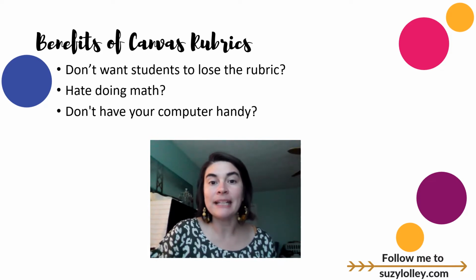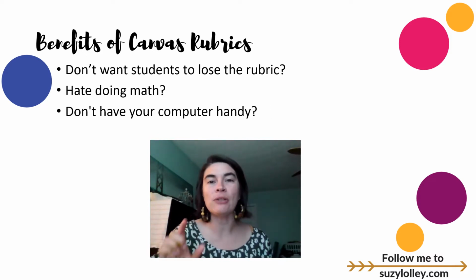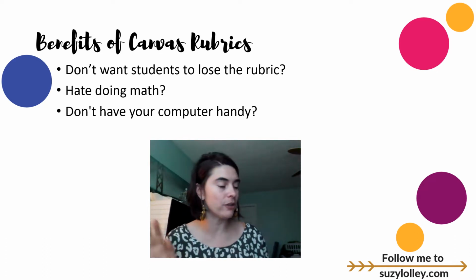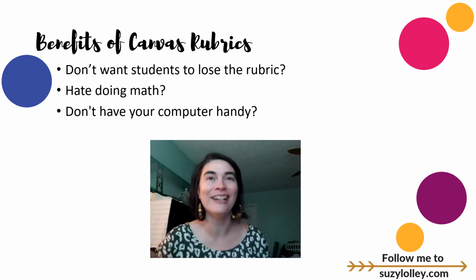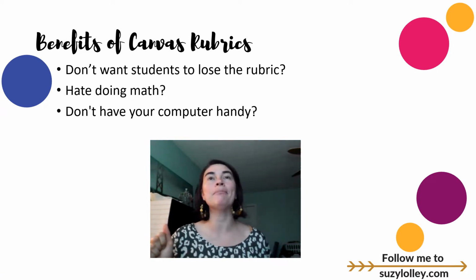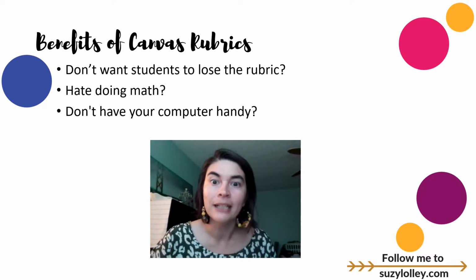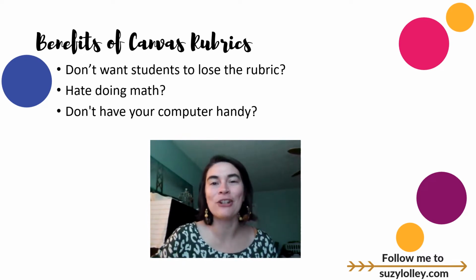And the last one is, if you don't have your computer, you can actually use the rubric and the SpeedGrader on the Canvas app. So if you're luxurious enough to be getting your nails done or something, then you could do this at the nail salon or at the puppy wash or wherever else you happen to be, at the park with your toddler who's screaming. You can grade from anywhere. So just keep that in mind.